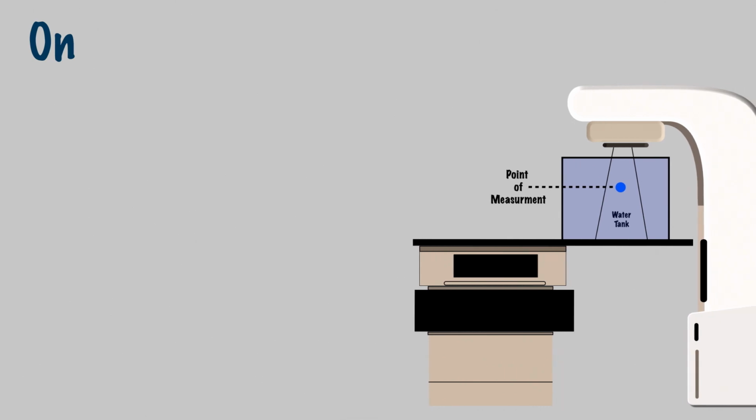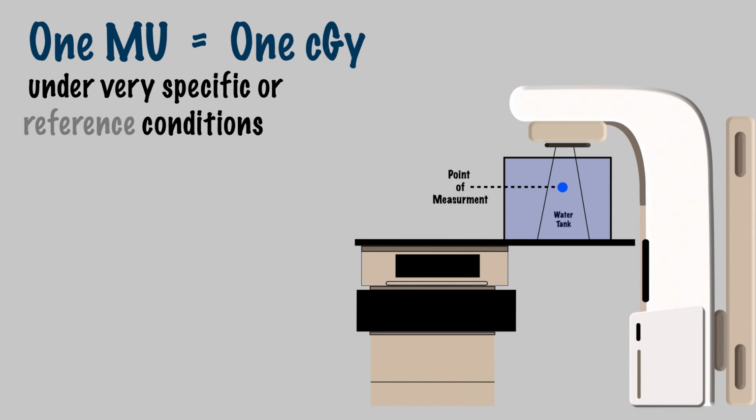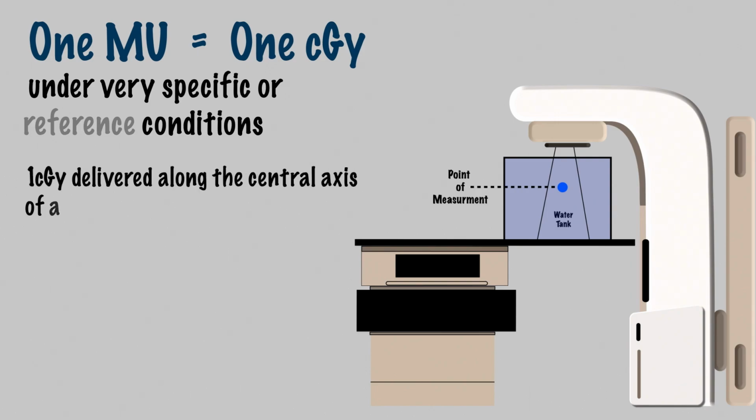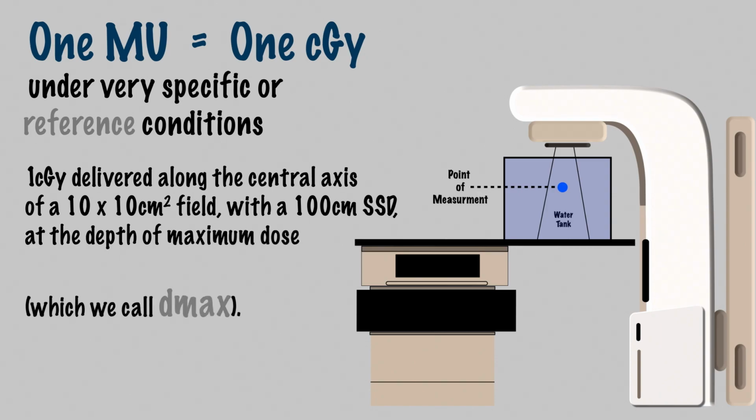Well, one monitor unit equals 1 centigray under very specific or reference conditions. Let's assume that your clinic uses the typical reference conditions and defines a monitor unit to be 1 centigray delivered along the central axis of a 10 by 10 centimeter field with a 100 centimeter SSD at the depth of maximum dose, which we call Dmax.